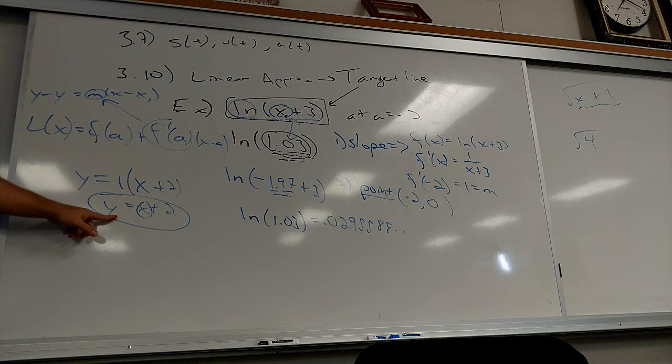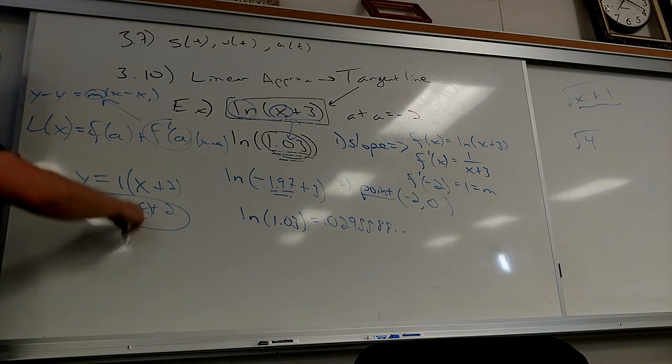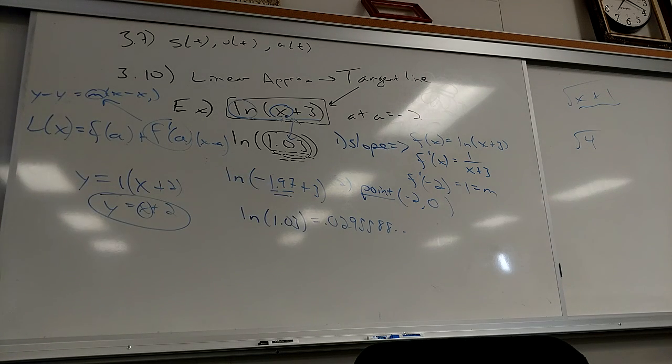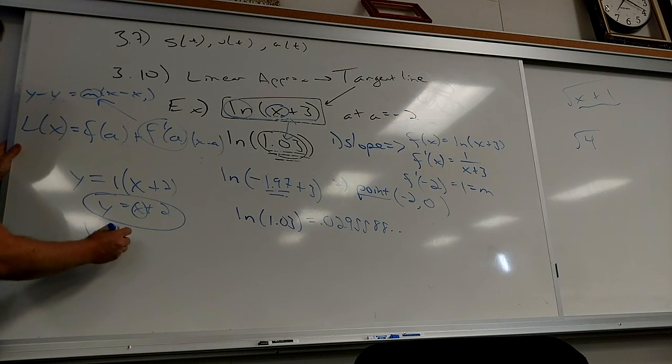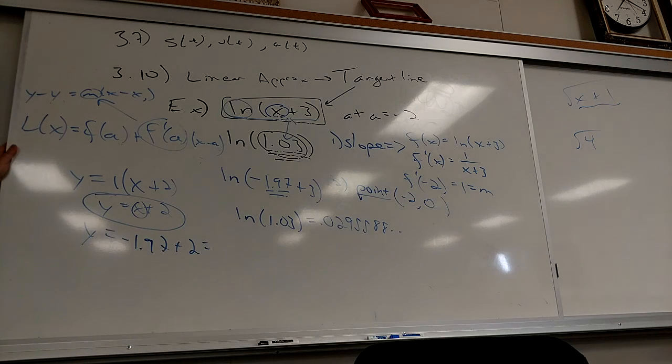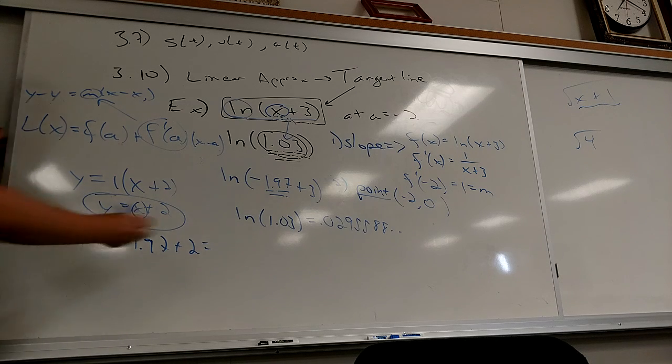But this, I don't need a calculator for. If I put a negative 1.97 in here, I should get a decent approximation to what the actual value is, because I didn't go very far away from negative 2. So what do I get when I put negative 1.97 in here? What's 2 minus 1.97? Don't plug that in the calculator. 0.03.